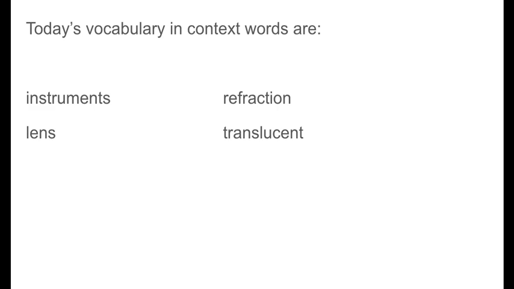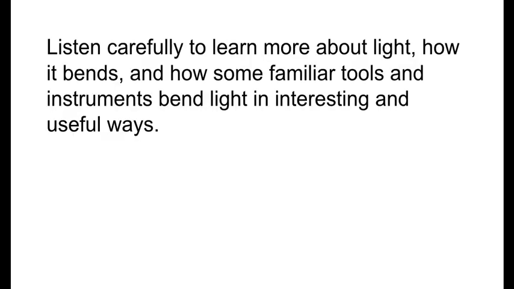Refraction is the act of light changing direction or bending as it travels through different objects or substances. And translucent. Translucent means that an object allows some light to pass through so that you're able to see the form of an object but not a clear image. I want you to listen carefully to learn more about light, how it bends, and how some familiar tools and instruments bend light in interesting and useful ways.